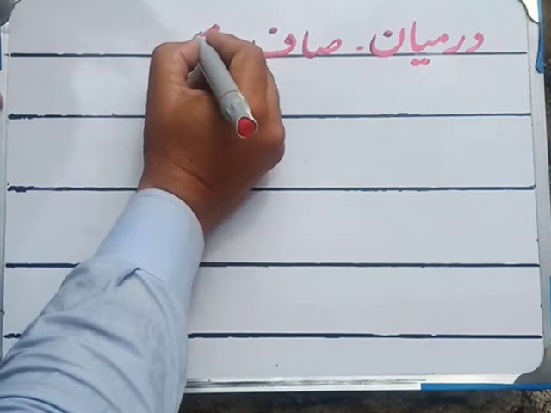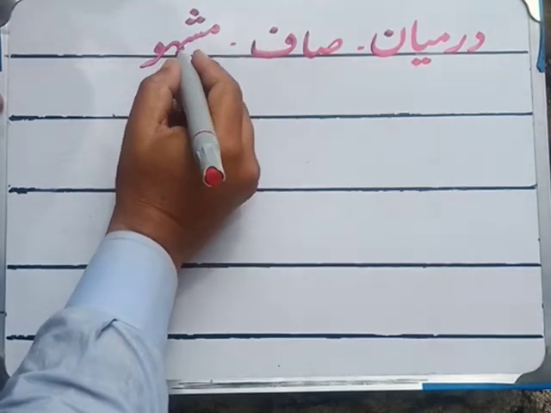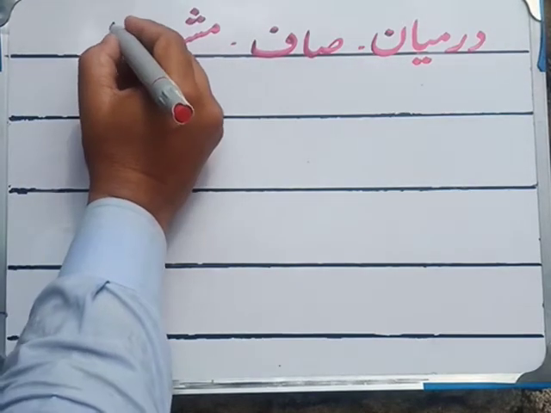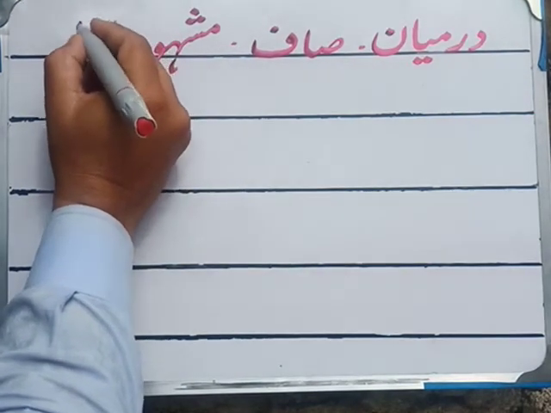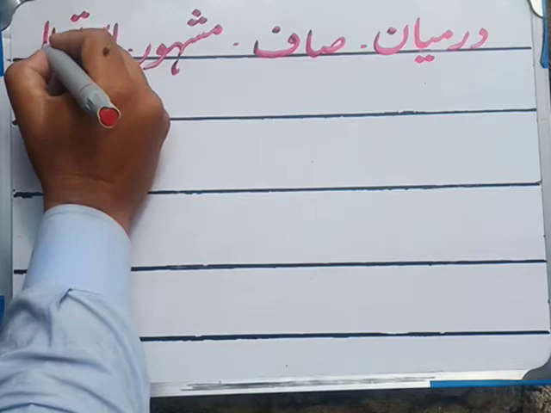Next word is mashhoor. It's mean famous or popular. You can also say the popular and famous. Next word is istemal. This word is used in the meaning of use.